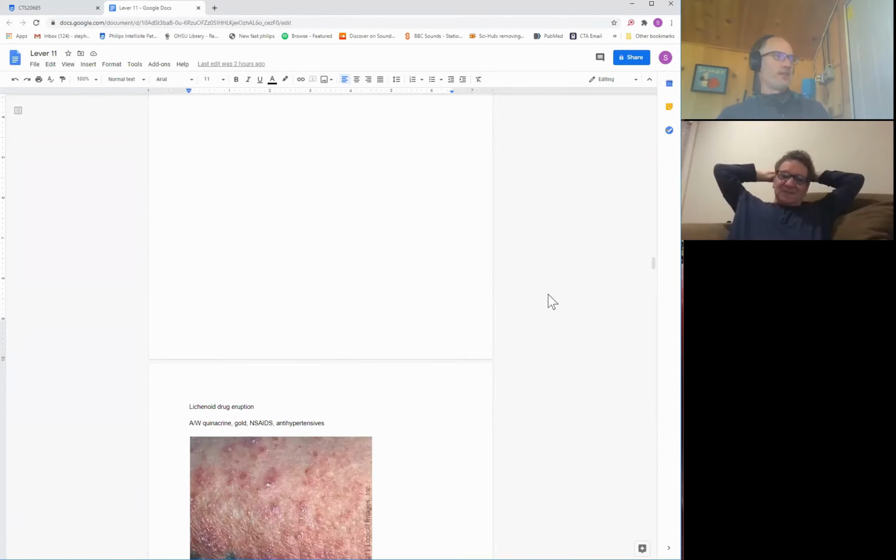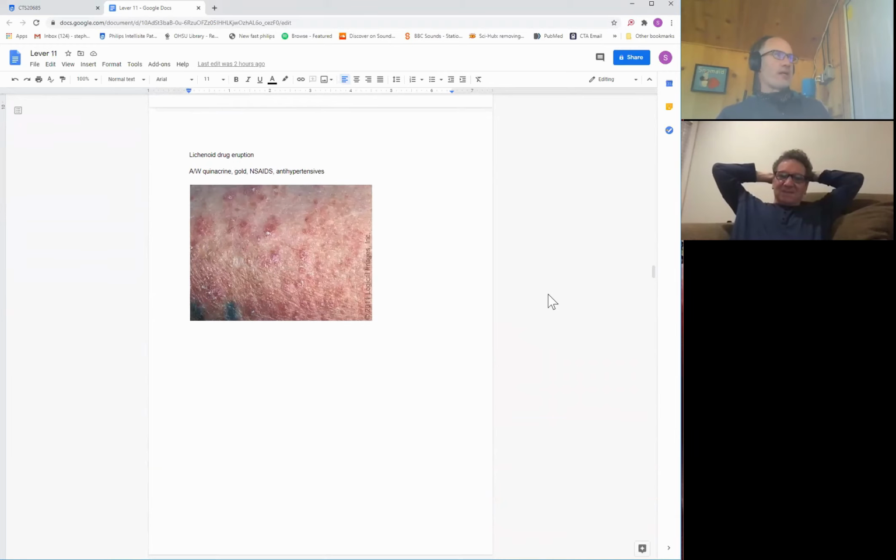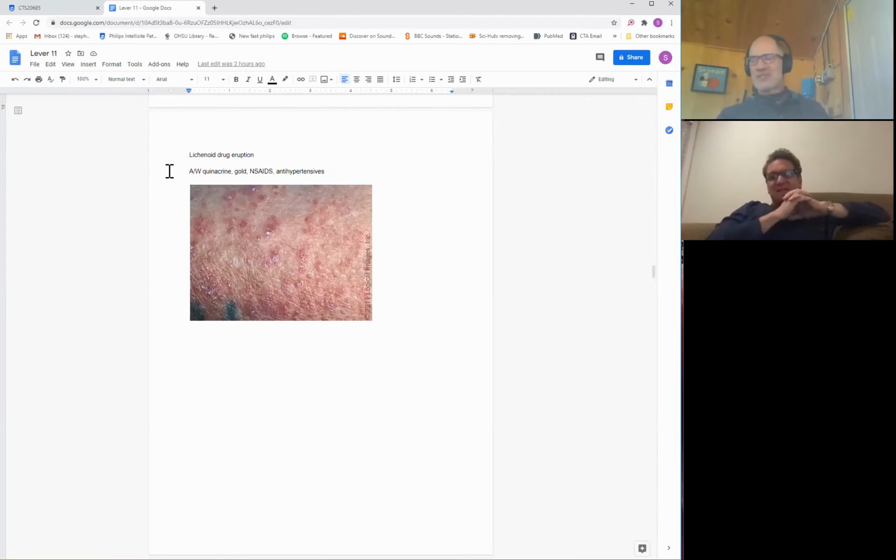Okay, so we'll move on. The second major category I'd like to cover is lichenoid drug eruptions. So this is just going to sound like a recurring theme, because it is a recurring theme. The prototypical medications associated with this are quinacrine, gold.